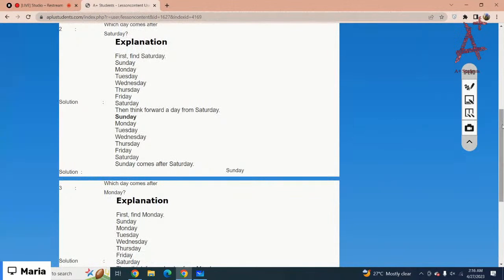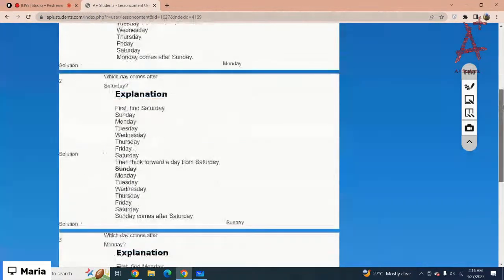Okay, the next one is: which day comes after Saturday? So which day comes after Saturday? Here is the Saturday. Got it? Right after the Saturday you have Sunday. So that means Sunday comes after Saturday.